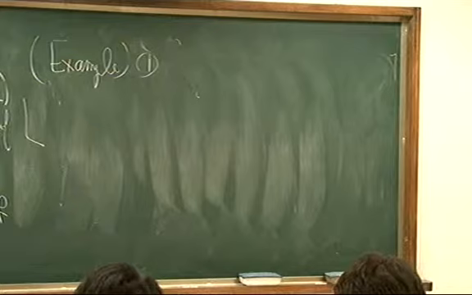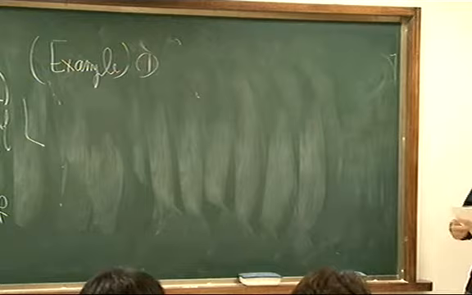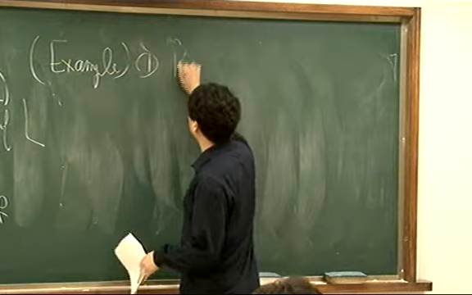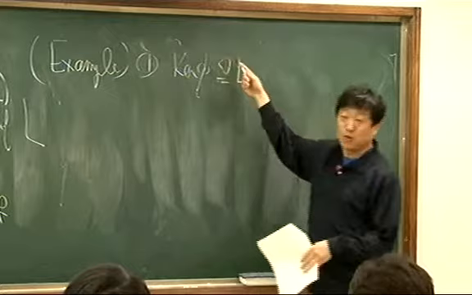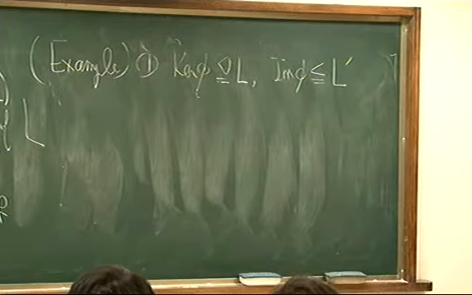So if it satisfies this condition, it is closed under the bracket, so it is a subalgebra. For example, if phi is a Lie algebra homomorphism, then the kernel of phi is an ideal of L, and the image of phi is a subalgebra of L prime. These are typical examples.